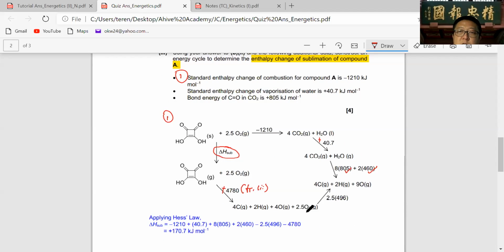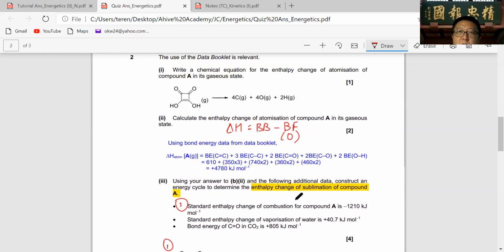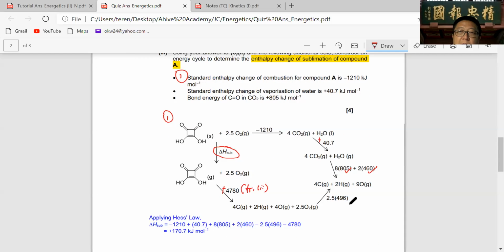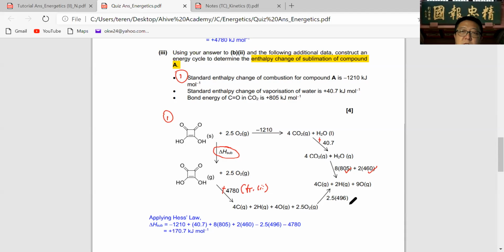Then you end up at this stage, and from here to here you must still join up, because you have to observe that all of them are not yet single atoms. From this portion, you have 2 hydrogens, 4 carbons, and 4 oxygens. So I join up with the 496, which is this oxygen here, the 2.5 oxygen. The O=O double bond is your 496.